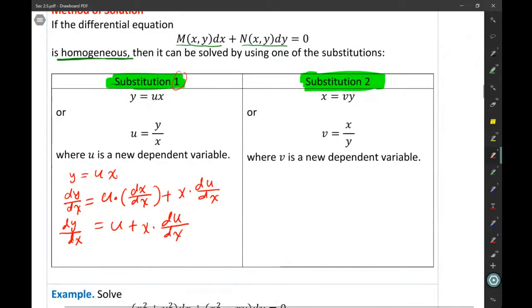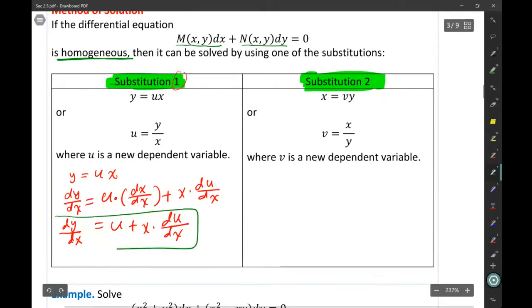Now you have to substitute in your differential equation: dy/dx, replace it with u plus x du/dx, and replace each y by u times x. Your differential equation becomes now either a separable or exact equation, or separable or linear equation, but with respect to u and x.